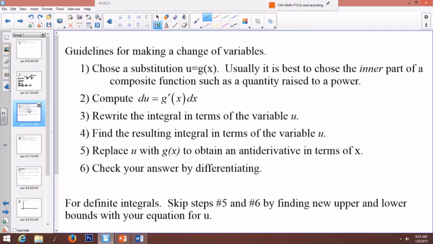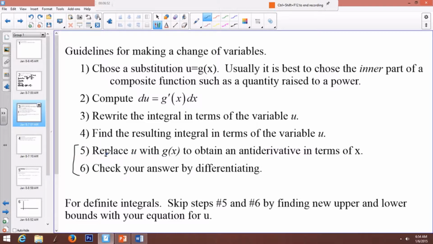All right, so the guidelines for change of variables: choose a substitution for u. g of x is usually best to choose as an inner part of a composite function, which is what we talked about yesterday. You're going to compute du by finding the derivative of g. Then we're going to rewrite that integral in terms of u, and then find the resulting integral in terms of u.